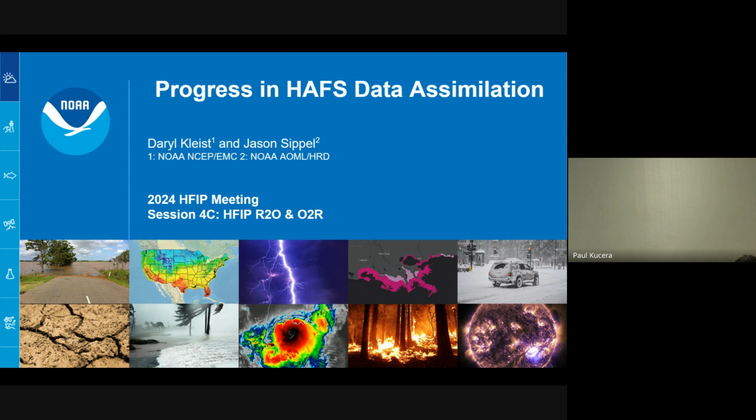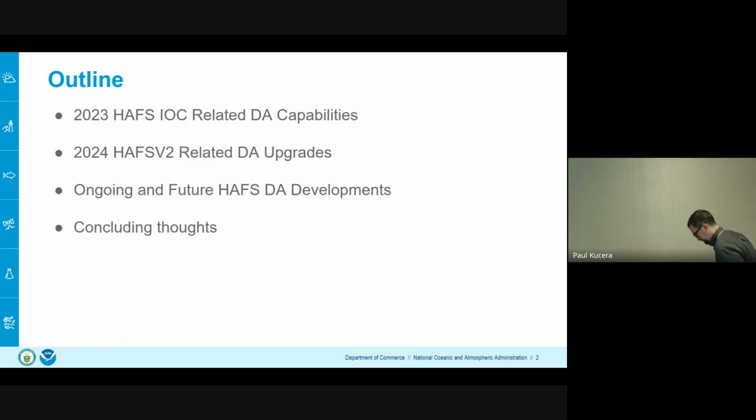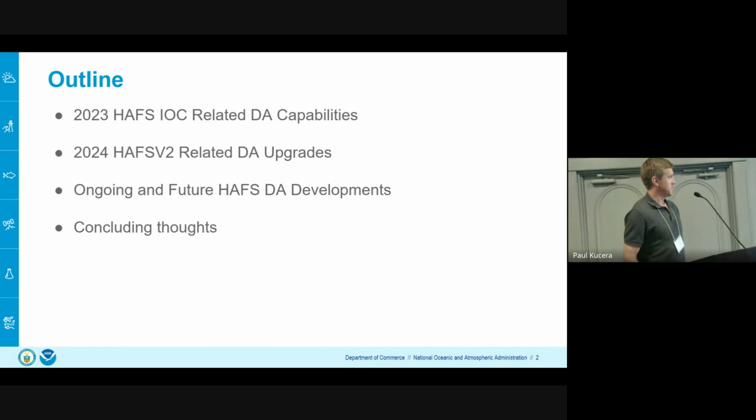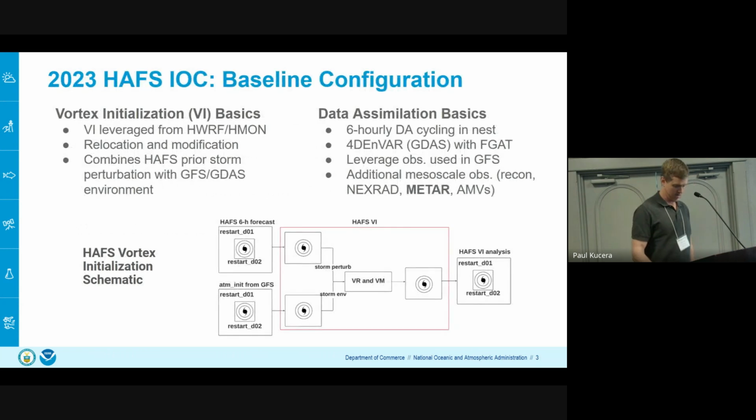Worked with him and Zach to put these slides together, looking at the progress over the past couple years since the HAFS IOC. So it's roughly divided between the initial IOC capabilities, what we had going in and what was developed, and the initial release of HAFS. We had some additional developments for 2024 for HAFS V2, and then there are some ongoing and future developments, specifically focused, a lot of it, on the initial imbalance problems that we've talked about through the week, and I'll offer some concluding thoughts.